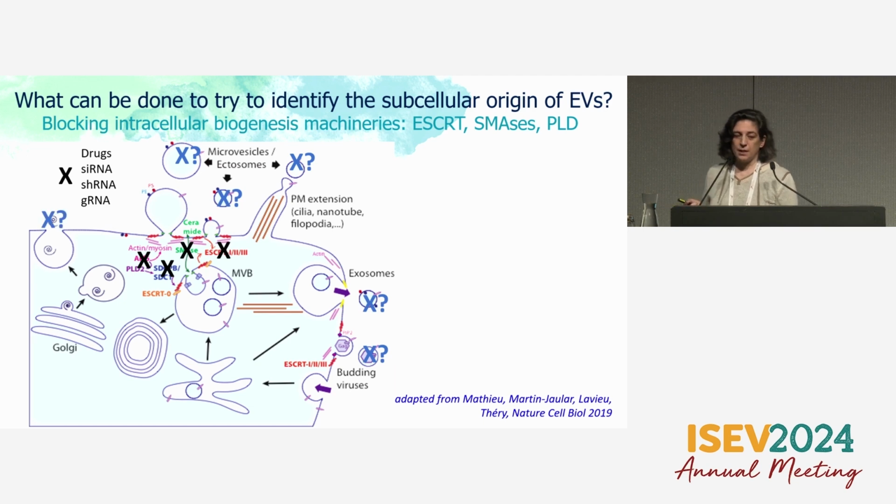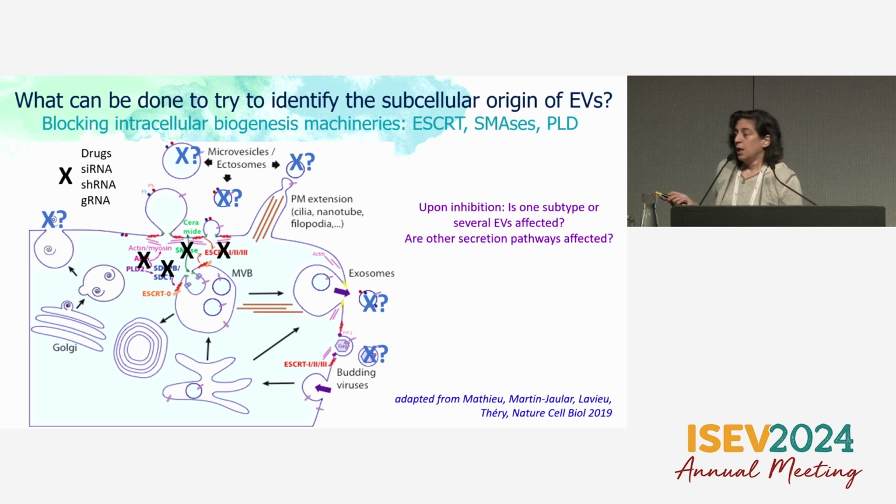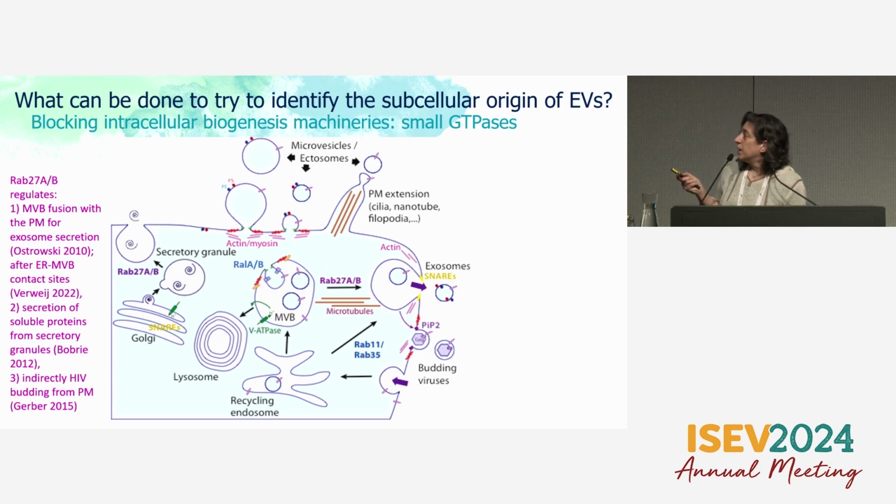And also one thing that has to be kept in mind is that when you block these pathways, you may also block the secretion of other regular secretory pathway aspects. So really, upon inhibition of an intracellular machinery, it's really important to ask oneself whether it's only one subtype of EV that's affected and whether other secretion pathways are affected. And in my group, we realized these issues in these 3 successive papers that we published.